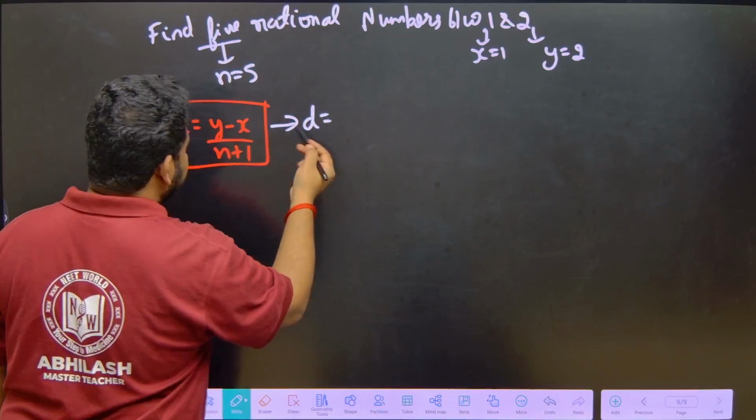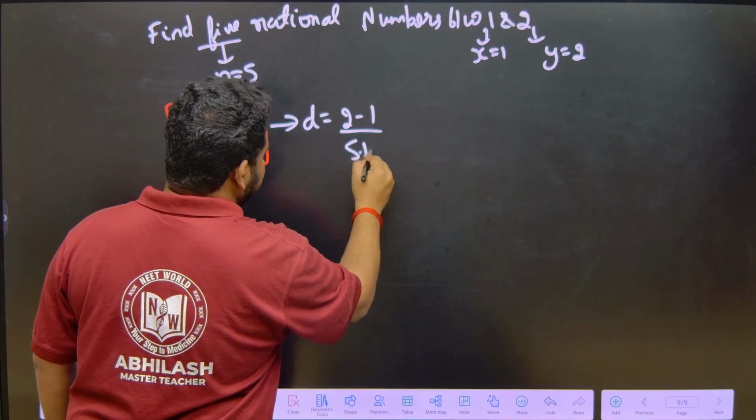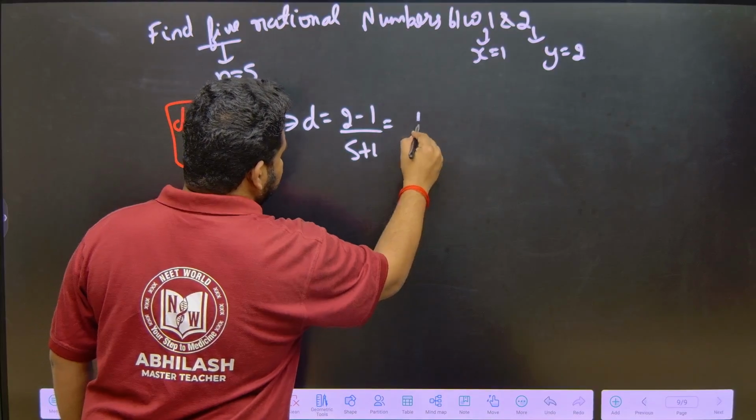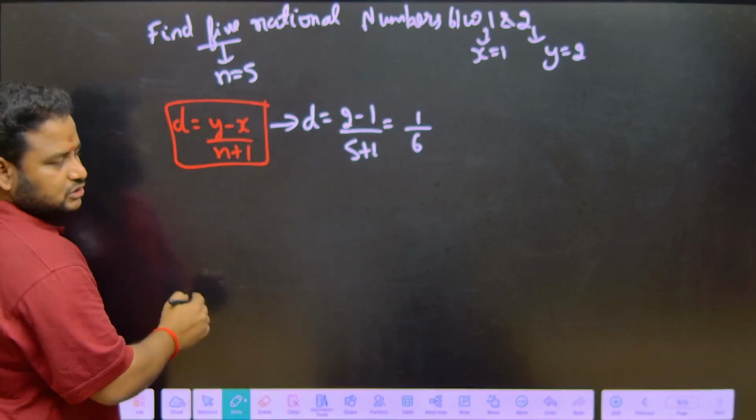So, d is equal to what we will get? (y minus x) is 2 minus 1 by n plus 1. n is 5 plus 1. 2 minus 1 is 1, so 1 by 6. 5 plus 1 is 6. So, we got d. They are asking 5 rational numbers. So, that will be what?